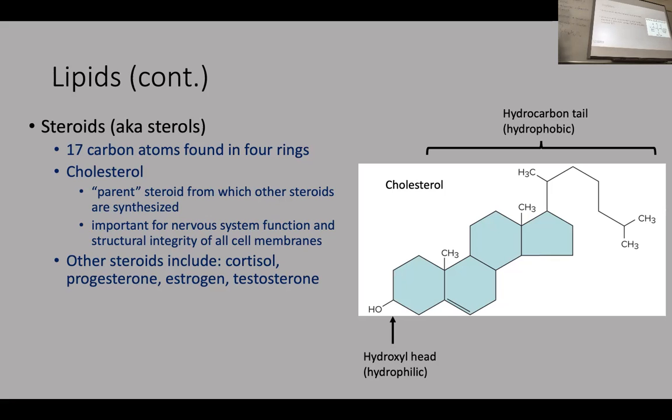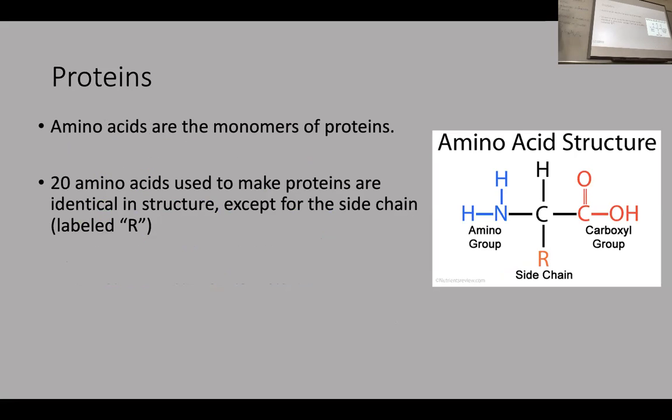All right, proteins. To make a protein, you have to have a bunch of amino acids. So there's 20 different amino acids. Those are the monomers of proteins. The order in which they're strung together and then how they're folded on top of themselves is going to determine what protein is actually formed and the function of that protein.